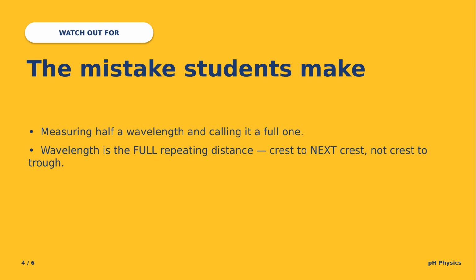Common slip, measuring half a wavelength and calling it a full one. Wavelength is the full repeating distance, crest to next crest, not crest to trough.